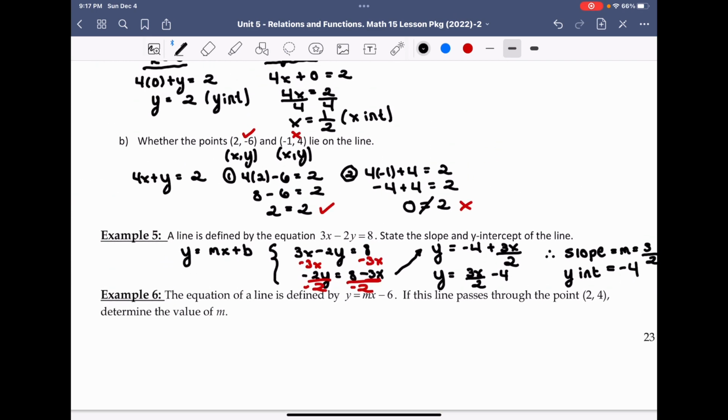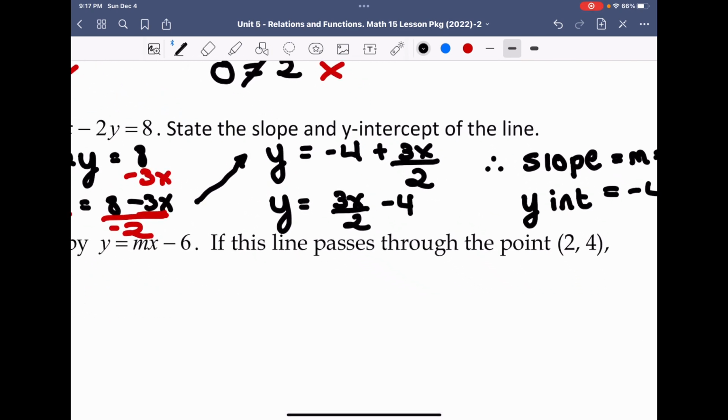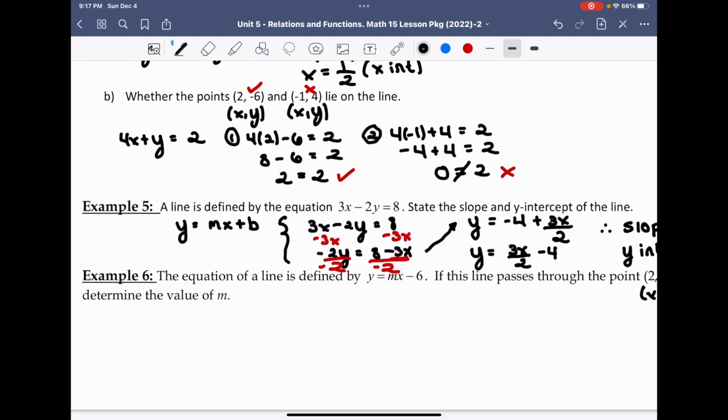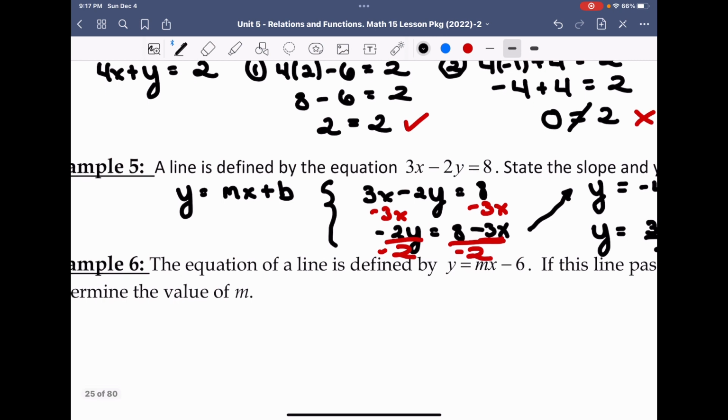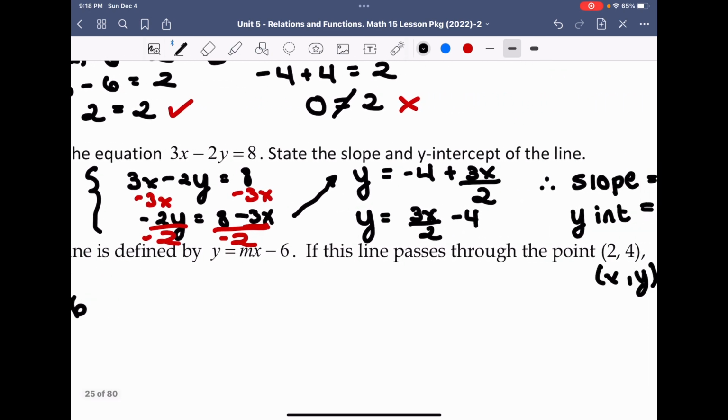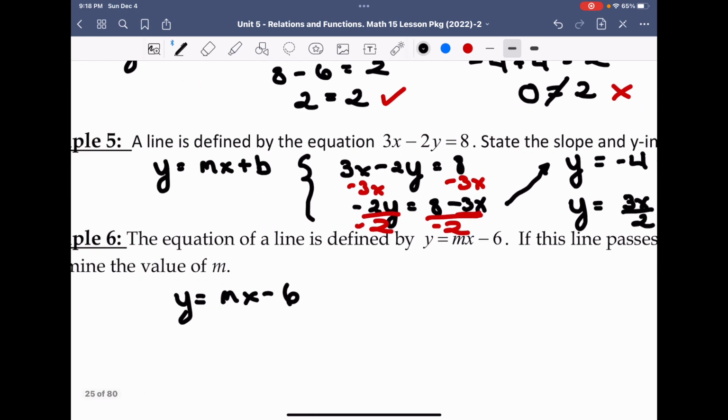All right, example 6. The equation of a line is defined by y equals mx minus 6. If this line passes through a given point, determine the value of m. What we want to realize right away is they give us the equation, but they also give us an x and y to use. So we're going to plug in our x and y into the equation to determine the value of m. y is equal to mx minus 6. They told us right here the x is 2, the y is 4. So we're going to have 4 is equal to m times 2 minus 6.